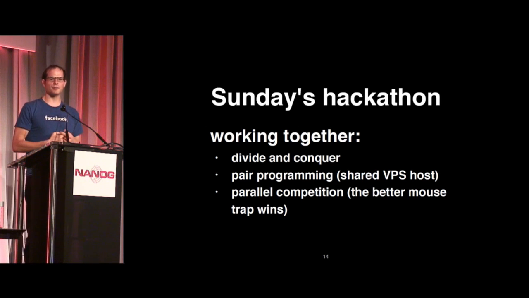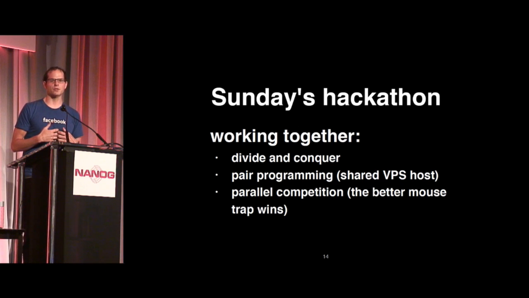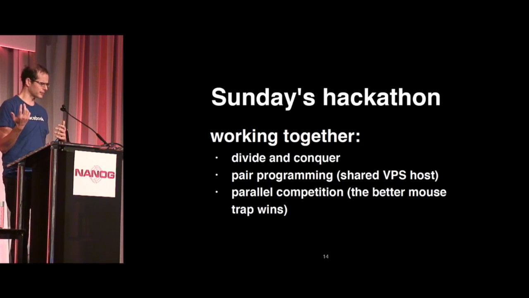Other groups took totally different approaches. The group I was in actually took this approach called pair programming, which is where we basically worked together on the same project, but we just simply shared a screen throughout the day. So for example, we had a shared virtual private server that each of the groups was given.